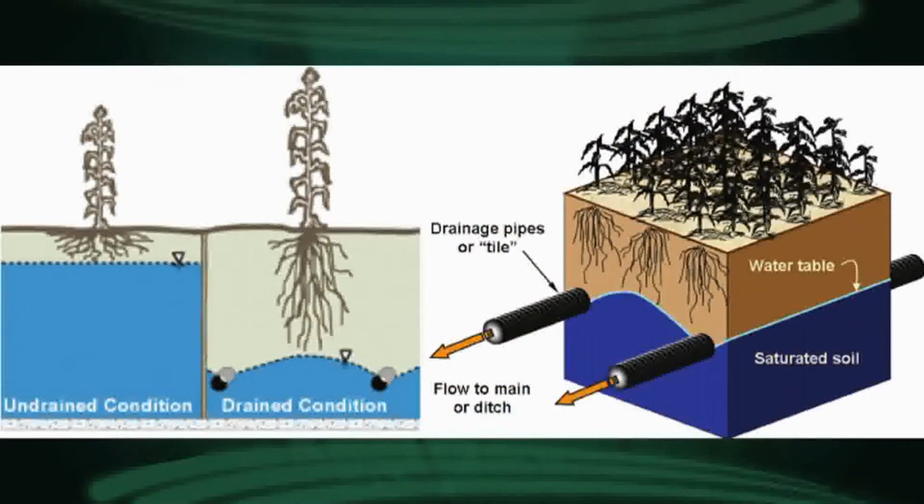And what it does is you can see in the photo on the left there, in the un-drained condition, the roots are really shallow and the plant doesn't do as well, to where in the drained condition the roots can grow much deeper, the plant can take up a lot more nutrients and grow effectively a better crop for the farm.